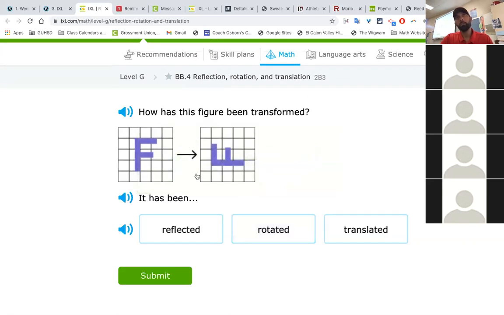Okay, now this one, if I took my F and I flipped it upside down, would it look like the second image? No. If I translated it, all translate means is you moved it. I went from here to there. I went down, I went up, I went left, I went right, or maybe moved at an angle, like diagonally. That's a translation.